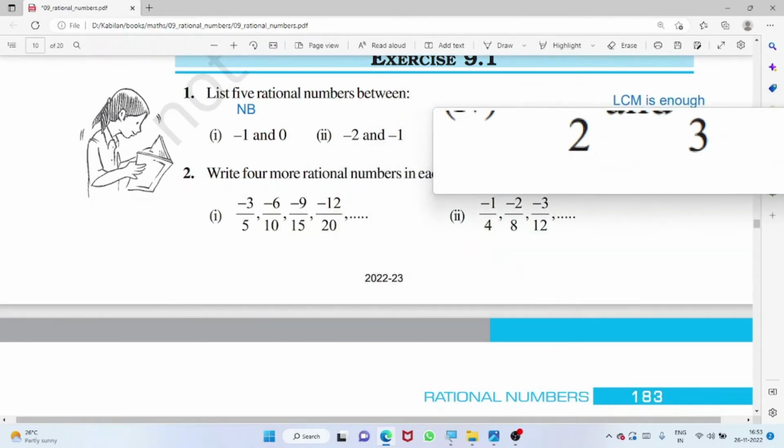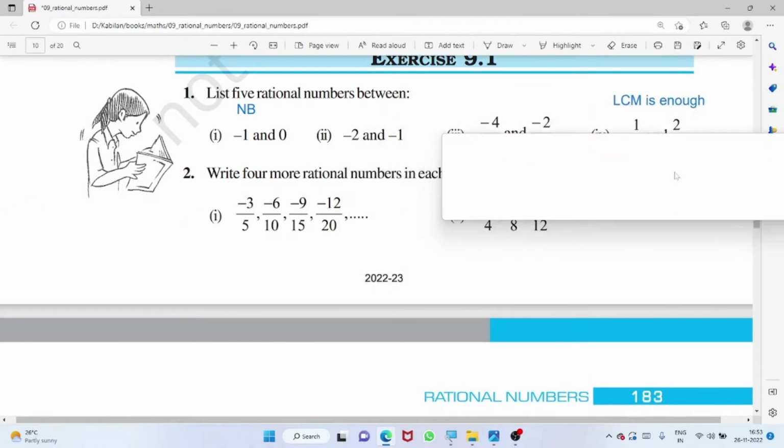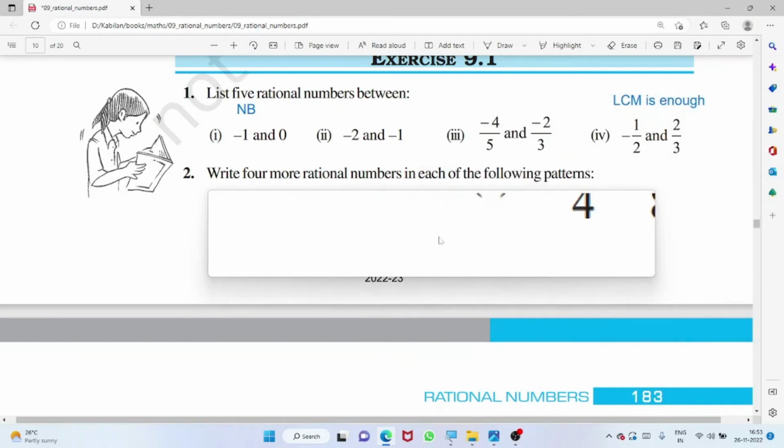Here this LCM itself is enough. We don't have to multiply by any other number. Okay, for this.